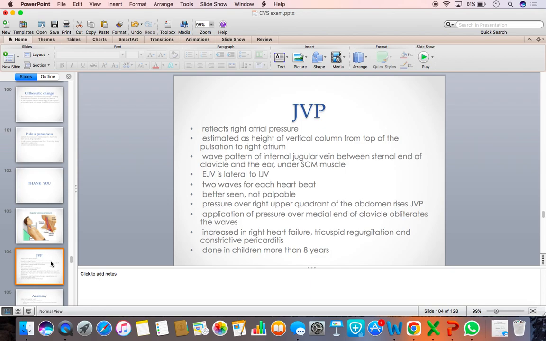When there is an increase in the right atrial pressure, as in heart failure, tricuspid regurgitation, constrictive pericarditis, you will observe a rise in jugular venous pressure. And this sign is very difficult to find in children less than 8 years. So you always examine children more than 8 years for this sign, that is jugular venous pressure.